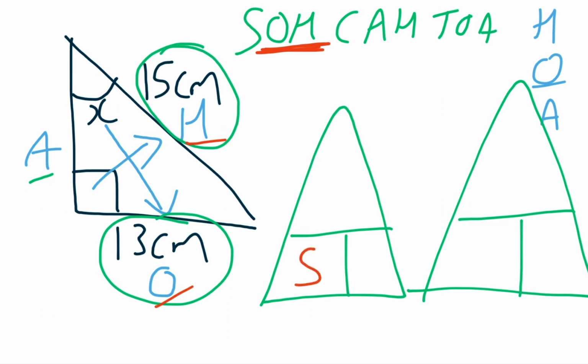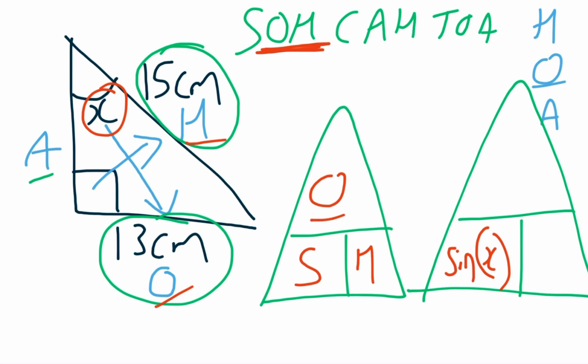So we label it SOH. The S stands for sin, so we put sin in there. But this time we put X. You put an X because that is the angle technically, and that's the angle we're working out. O is on the top. So O represents 13, and the hypotenuse represents 15.